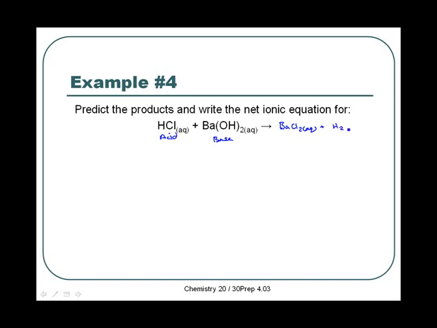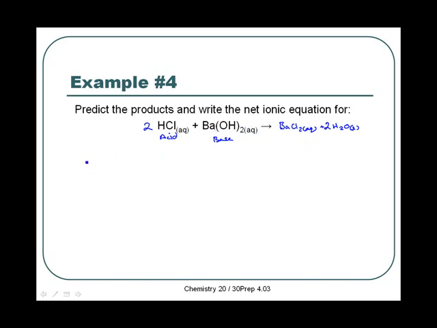So H2O, liquid, and now we have to balance it. I have 2 chlorines on my product side, so I need 2 chlorines on my reactant side. That's going to end up giving me 4 hydrogens total. So for 4 hydrogens total, I need a 2 in front of my H2O. That should balance things out. That gives me 2 oxygens. I have 2 oxygens on my reactant side, and my bariums are 1 and 1, so life looks good.